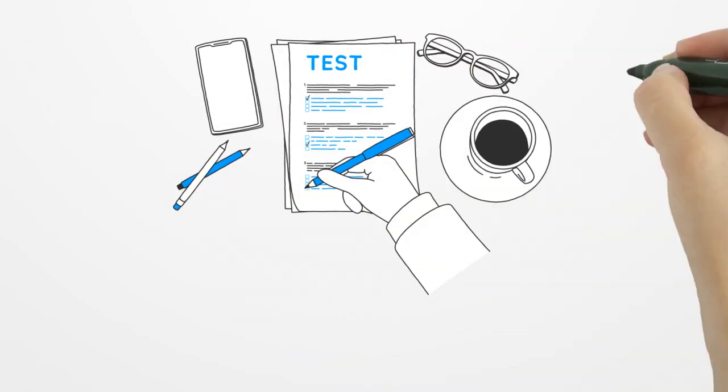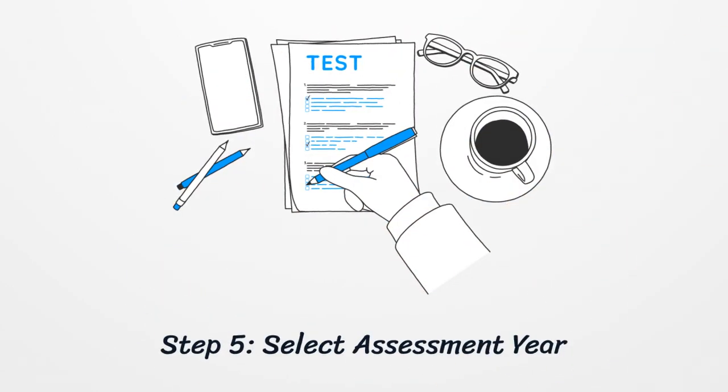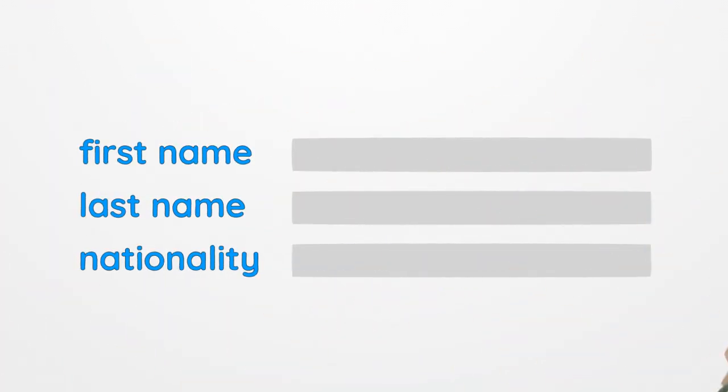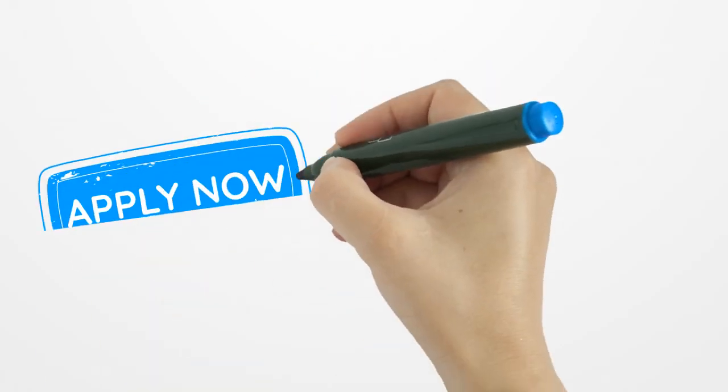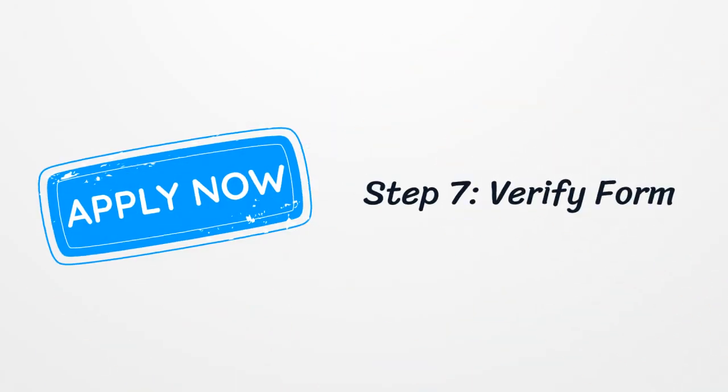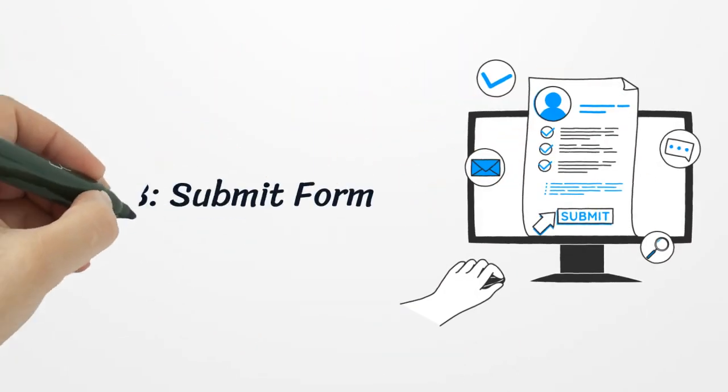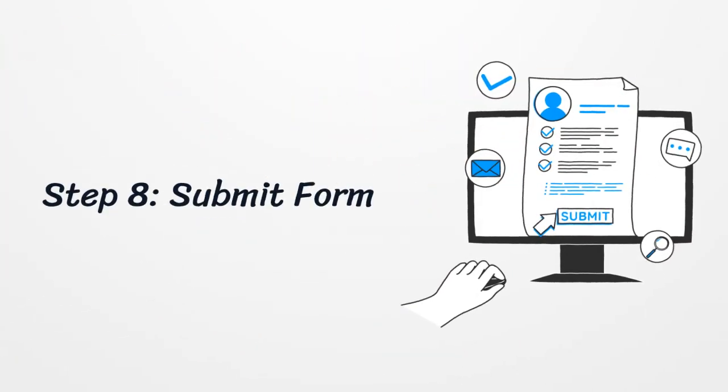Step 5: Select the relevant assessment year, e.g., AY 2025-26. Step 6: Fill in required details, nature of income, AY, PAN, etc. Step 7: Verify the form using DSC or EVC, Aadhaar OTP. Step 8: Submit the form and download the acknowledgement.